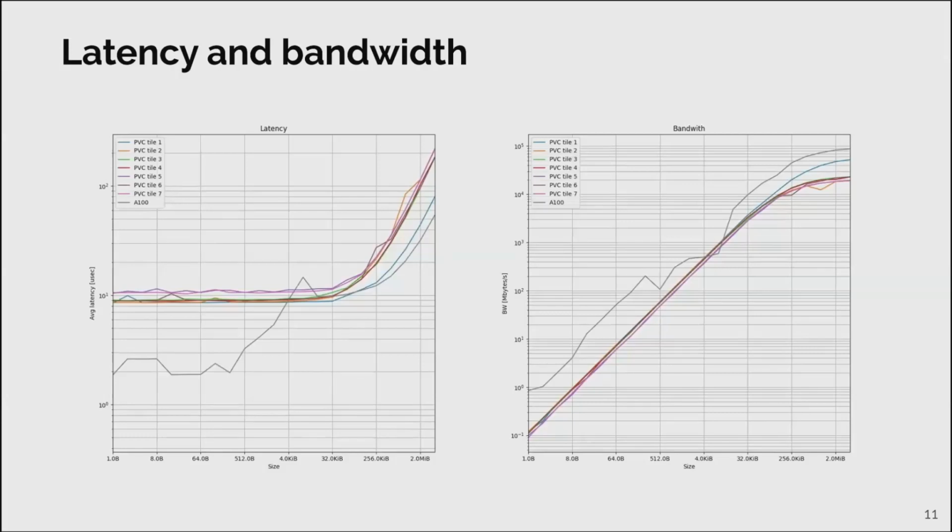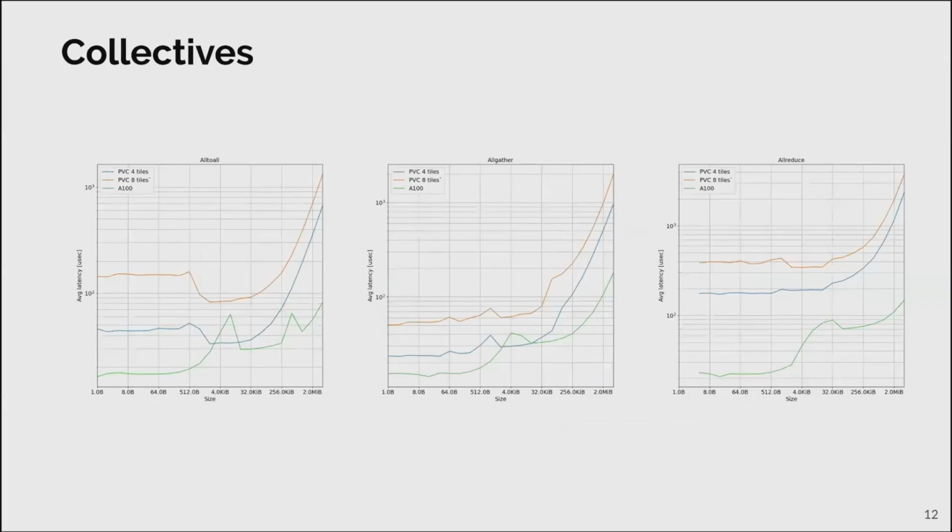We also tried some collective benchmarks. In all the figures, the green curve is NVIDIA's. In all cases we use all physical devices, and the difference between the blue curve and the orange one is that in the blue one we targeted only the GPU devices, so we used only 4 MPI ranks, and for the orange one we used every device as a separate MPI rank, so we had 8 MPI ranks.